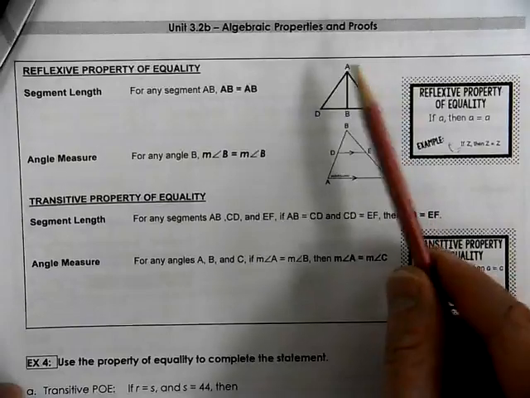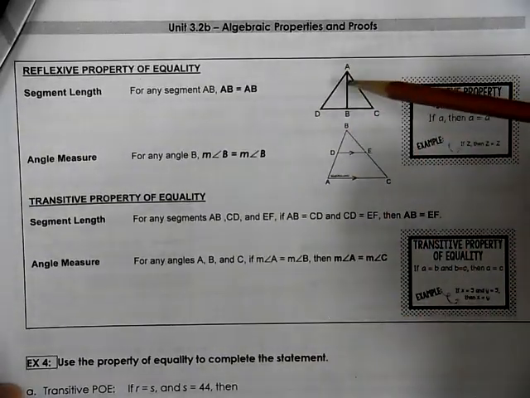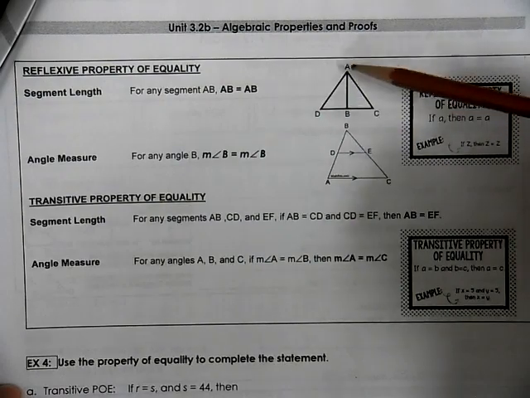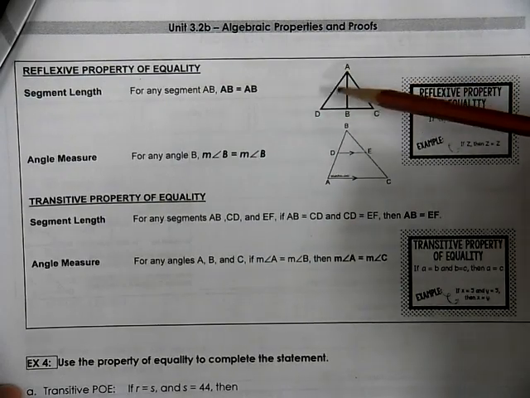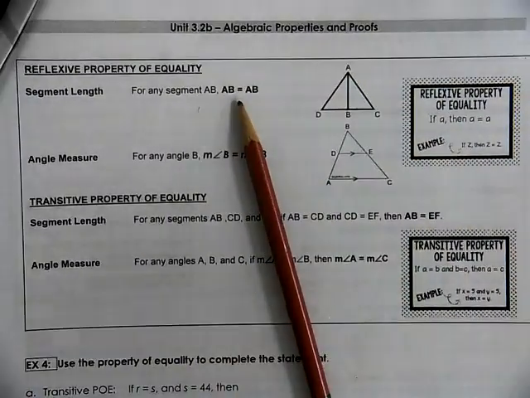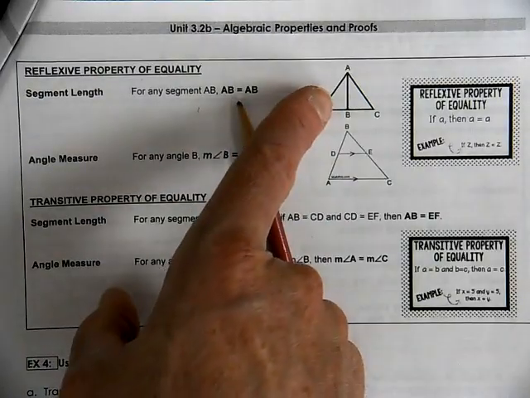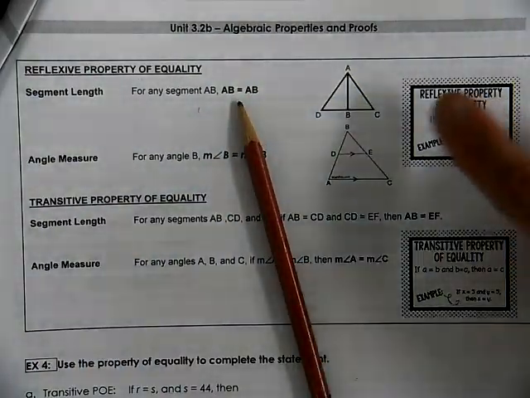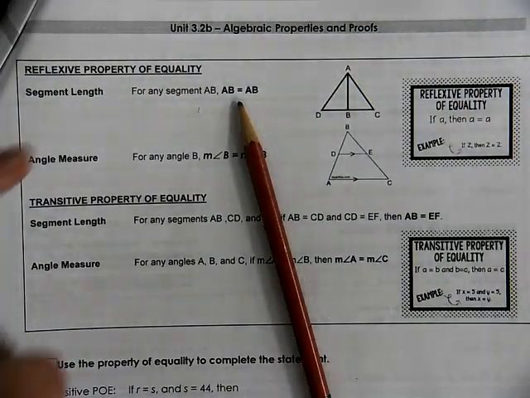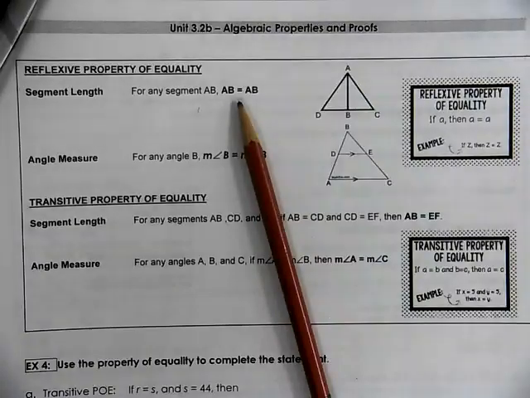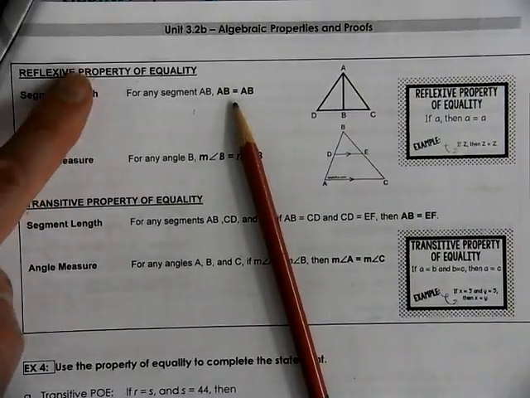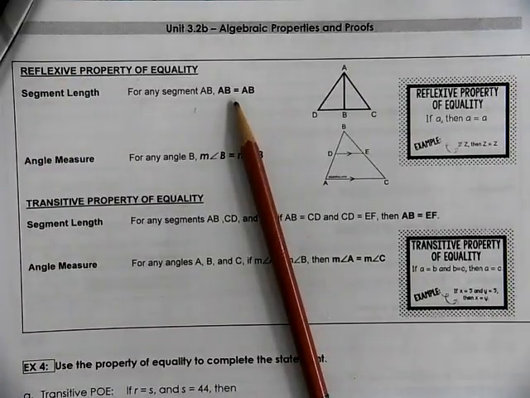So what we want to recognize is if you have a figure that is sharing a side, we're going to have lots of these in the future. We're sharing a side, AB, that is in both triangles. AB of the left triangle is the same as AB in the right triangle. They are equal to each other, and that's called the reflexive property of equality. It's clearly not the addition property of equality, but it's the reflexive property of equality.